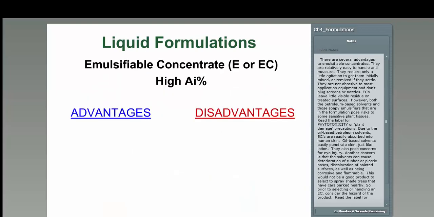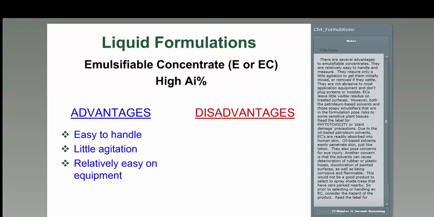There are several advantages to emulsifiable concentrates. They are relatively easy to handle and measure. They require only a little agitation to get them initially mixed or remixed if they settle. They're not abrasive to most application equipment and don't plug screens or nozzles. ECs leave little visible residue on treated surfaces.